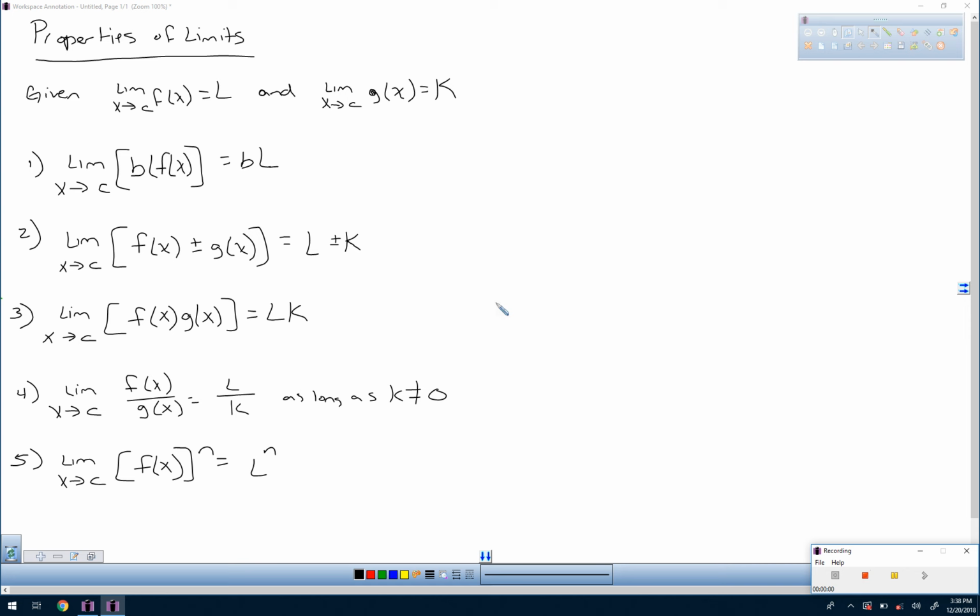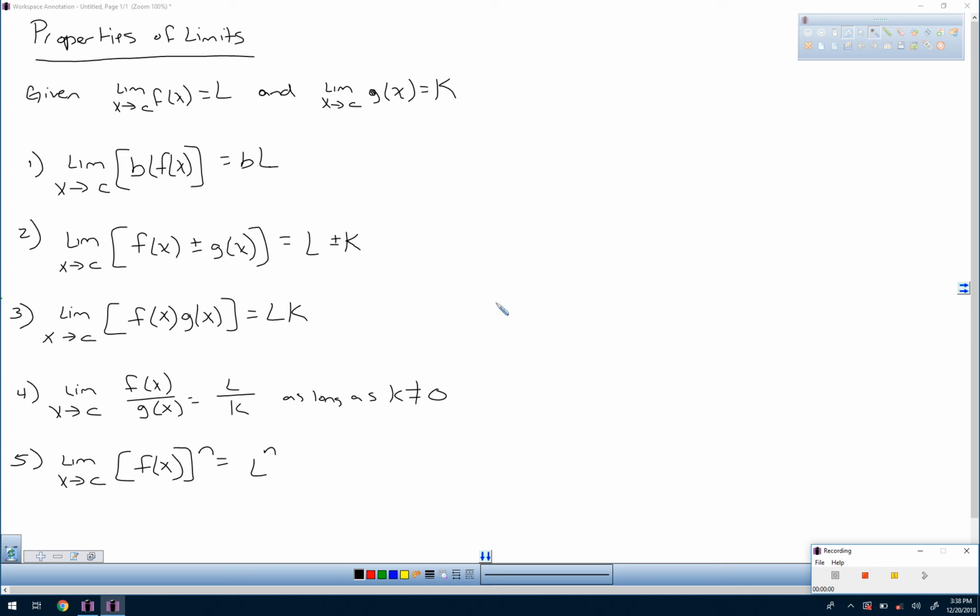For today's lesson, we're going to be looking at some of the properties of limits that we've been talking about. Generically, given two limits, let's say that the limit of my function f of x as x approaches c is L, and the limit of my g function as x approaches c is k. Then five of our properties of limits are stated below.